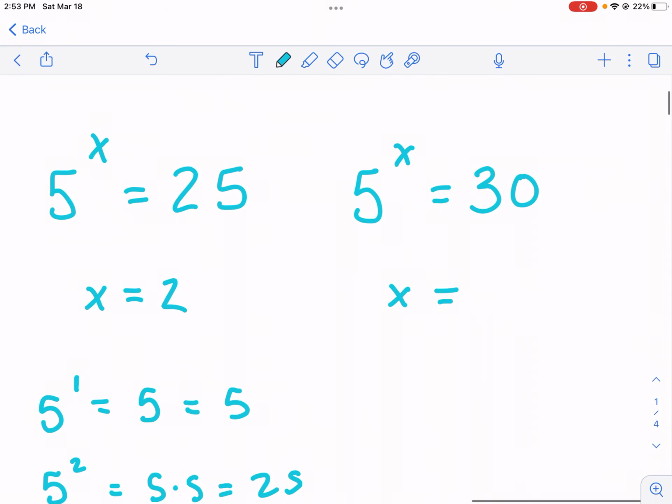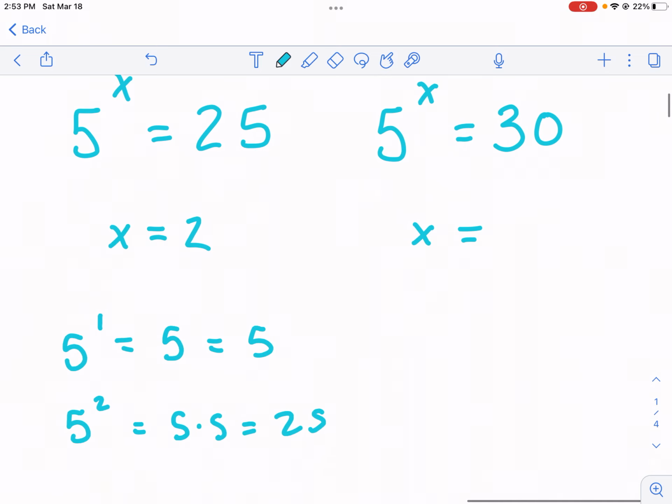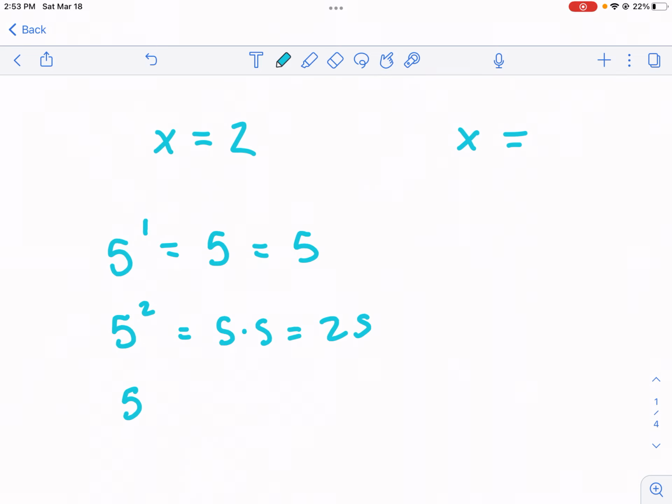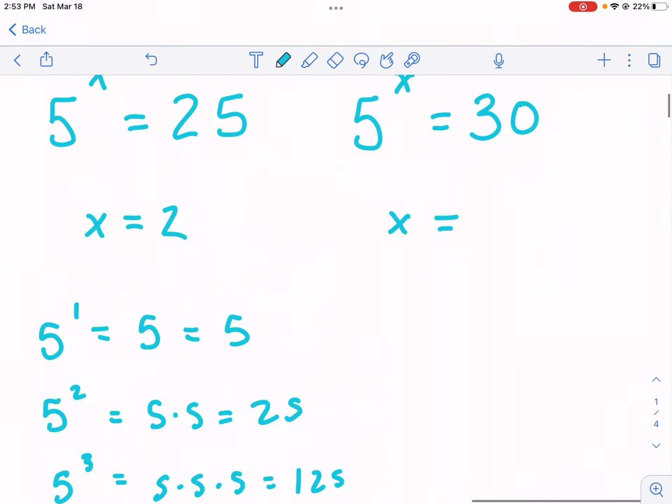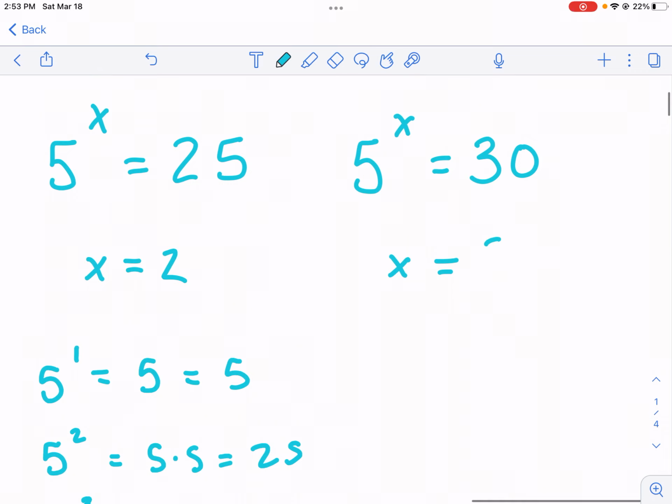But what about this? What power do we raise 5 to get to 30? You're probably saying, oh, there's no such power. Because if I do 5 to the third power, that's 5 times 5 times 5, and I get 125. So there's no such thing. But you can use decimals. So it's going to be 5.2 something. But what is it? That's why we use logarithms.